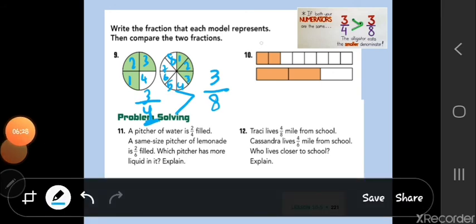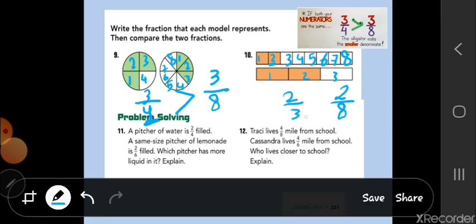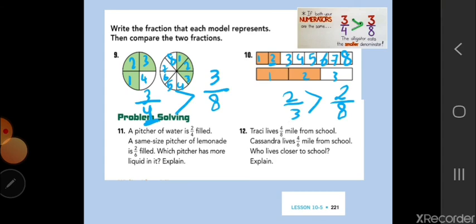Okay. Let's do the second one. 1, 2, 3, 4, 5, 6, 7, 8. So it is 2/8 and 2/3. Which one? Look to the smaller denominator, and this is the one.